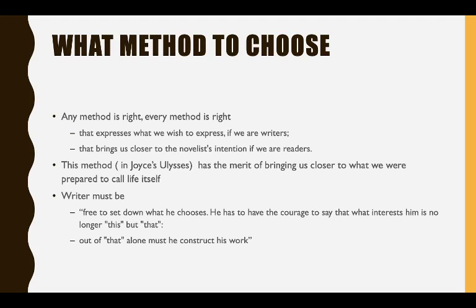And here the writer must be free to set down what he chooses. He should have the courage to say that he will no longer follow this method and he will be choosing that method. And out of that alone must he construct his work. That is something like modern method. And modern method can be every method, any method, that which brings us closer to life or spirit.